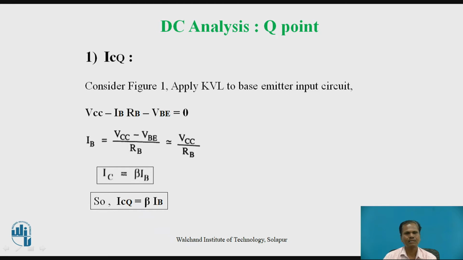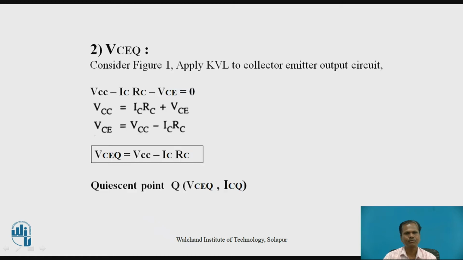Now, let us go for the other coordinate of the DC operating point, the Q point, that is VCEQ, the collector to emitter voltage at the Q point. Consider figure number 1, the same circuit diagram. Use KVL for the collector-emitter output circuit. Starting from VCC, let us go in an anti-clockwise direction. VCC minus the voltage drop across collector resistor RC, that is IC RC, minus the collector to emitter voltage VCE across the transistor, equal to 0.